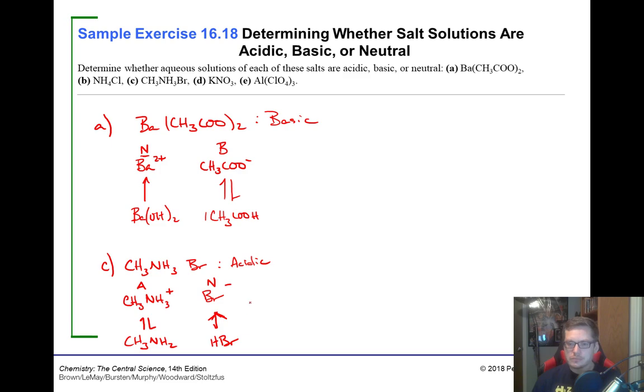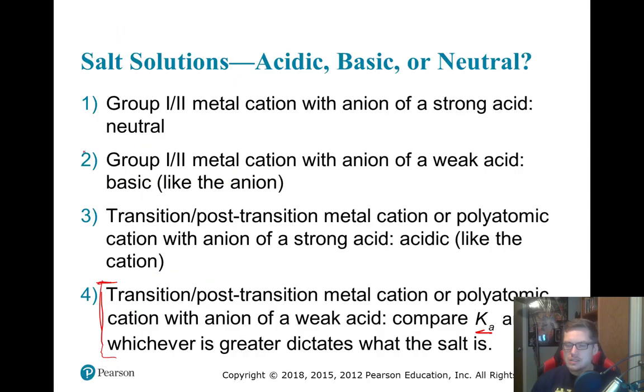All right, let's do one more here. Let's do D. Okay, so D here says KNO3. All right, KNO3 here. So this guy is a group 1 or 2 metal with the anion of a strong acid. Okay, so that would make it neutral overall.